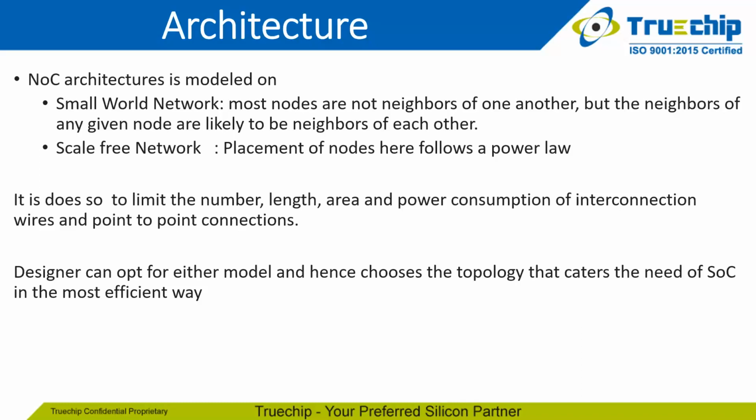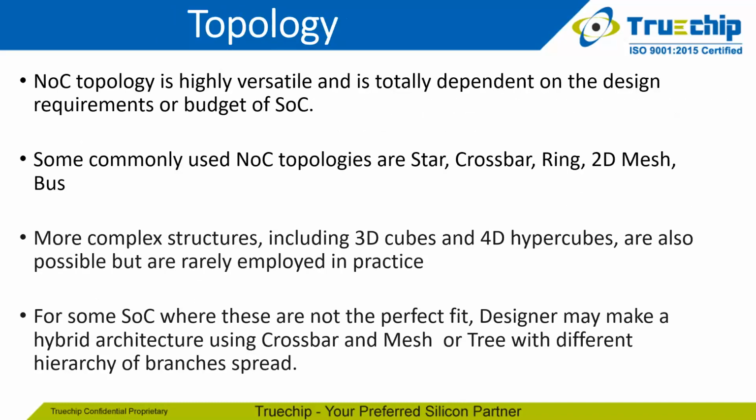So now we understood that the need of NOC is there because there is huge complexity in catering to the need of data transfer, that too efficiently, but different kinds of NOC may require different kinds of solution, right? So now we'll be looking at what different kinds of NOC we can have. That can be covered in the topology. NOC topology is highly versatile and totally dependent on the design requirement or the budget of the SoC. Over here, budget of the SoC means what is the latency budget, what is the performance budget, what is the area budget. Some of the commonly used NOC topologies are star, crossbar, ring, 2D mesh, bus.